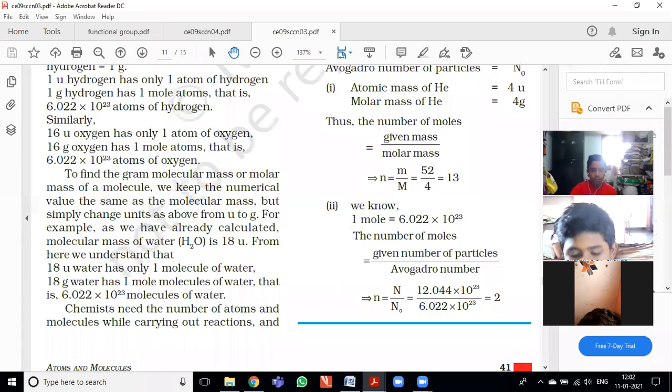Number of moles is equal to 2. So like this, we can calculate the number of moles using the number of particles, and using the given mass and molar mass, with two different types of formulas. We can calculate the molar masses and the moles. Okay.